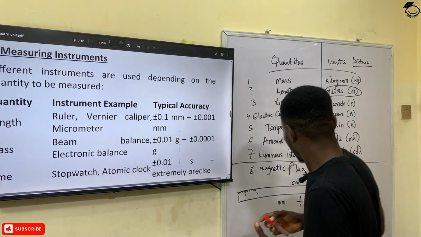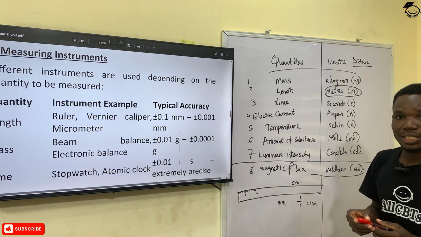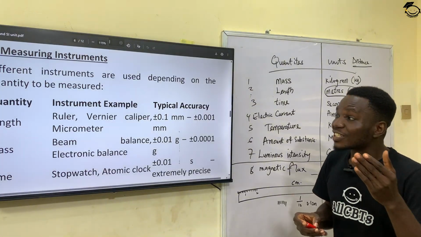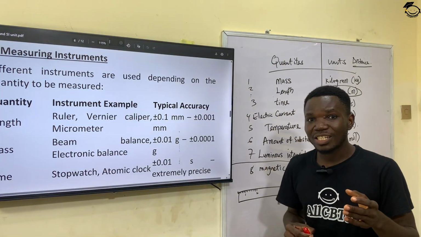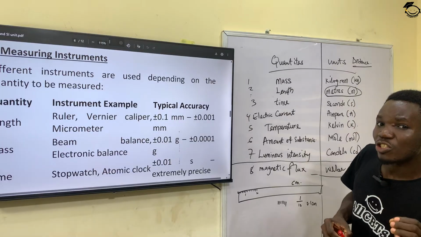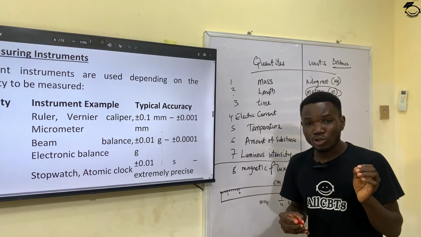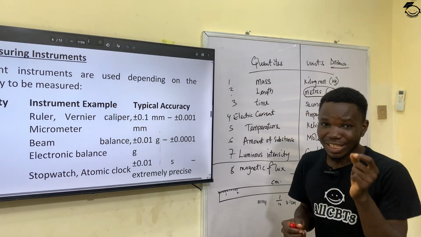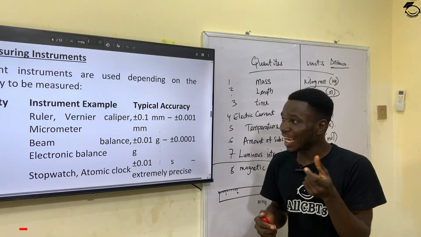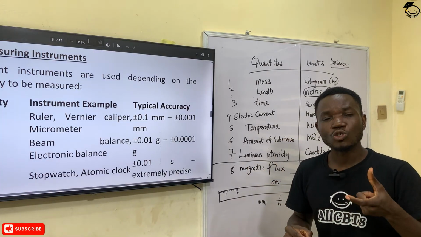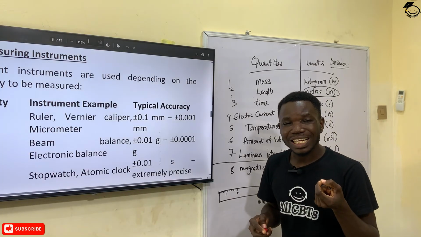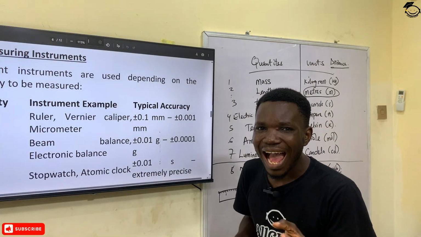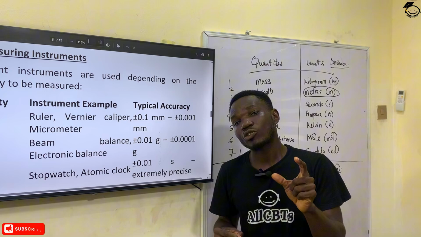I can use what? My vernier caliper to measure it. Also, the vernier caliper has its own limitations. Why? Because it cannot measure extremely tiny objects. For example, if I want to measure the thickness of my hair, if I take a hair strand and want to measure the thickness, I cannot use my vernier caliper. I have to use what? An apparatus that can measure even smaller lengths, like the micrometer screw gauge.